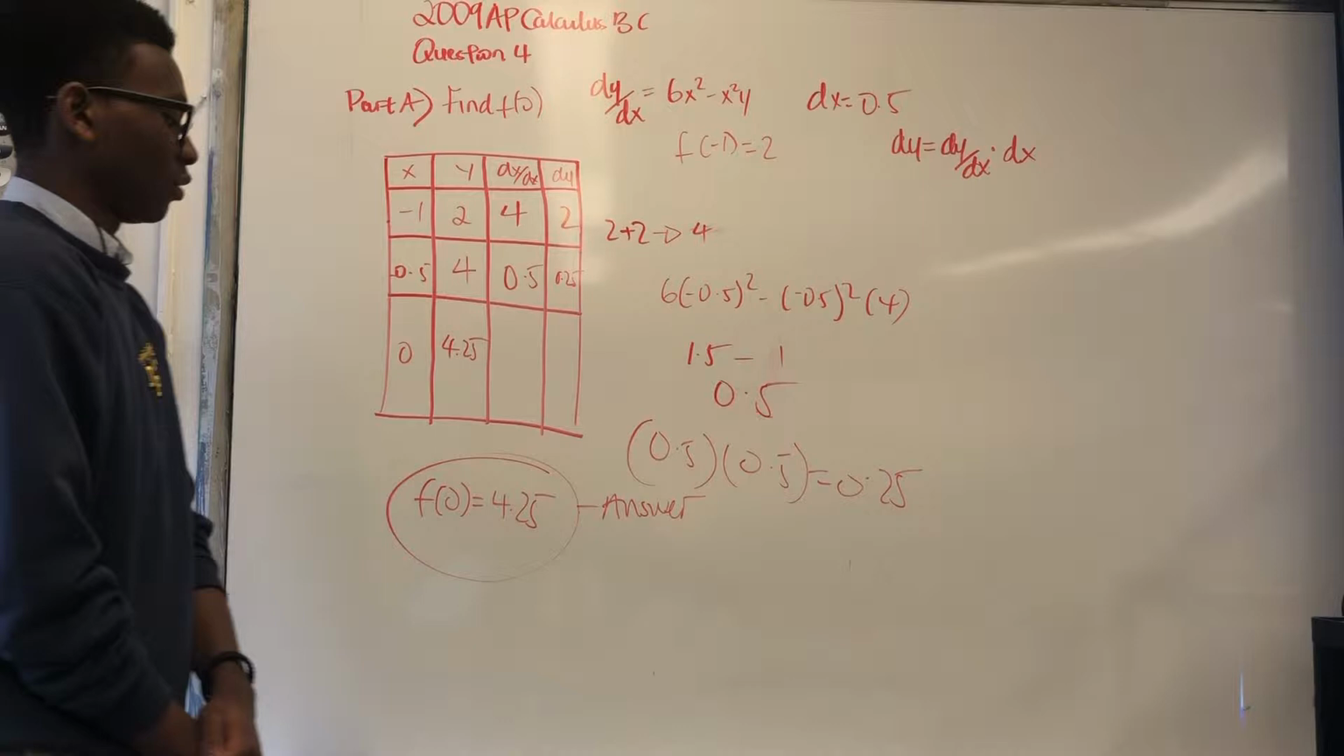So the most important part of this question is realizing that you have to use two steps of equal size, meaning that your dx has to be 0.5, and it also has to be a positive number, since you're going from negative 1 to 0.